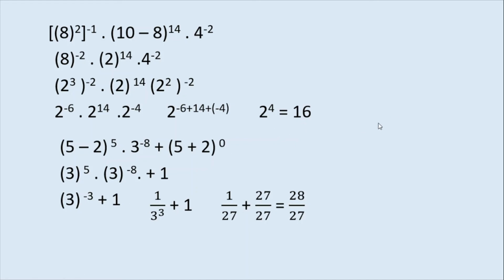So we notice that all answers should be a single number after we apply the laws of exponents, zero, and integral exponents. Okay? So that's how we do the zero and integral exponents. Okay? So, that's it for now.